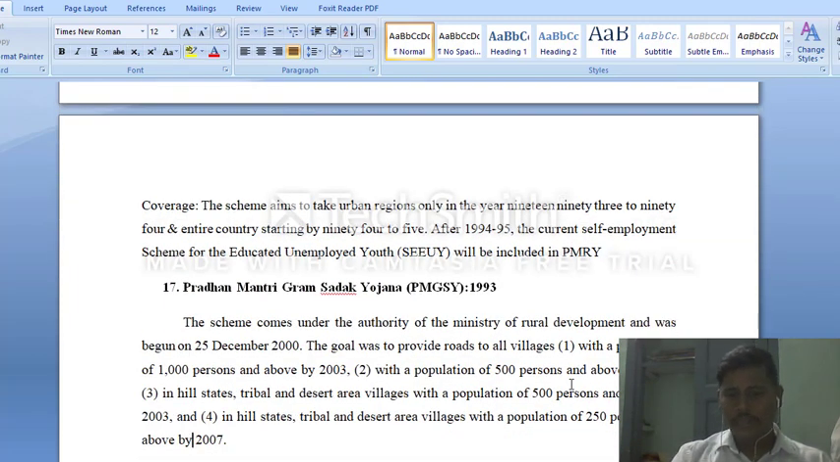In 1993, one more program was launched by the central government. It is called Pradhan Mantri Grama Sadak Yojana. The goal of this Yojana was to provide roads to all villages with a population of 1000 persons and above by 2003, with a population of 500 persons and above by 2007. In the hill states, tribal and desert areas, villages with a population of 500 persons and above by 2003.